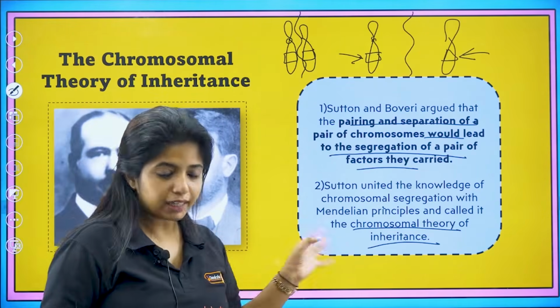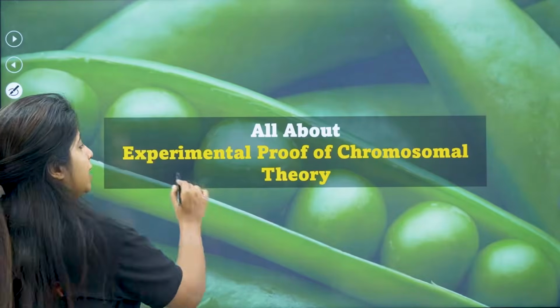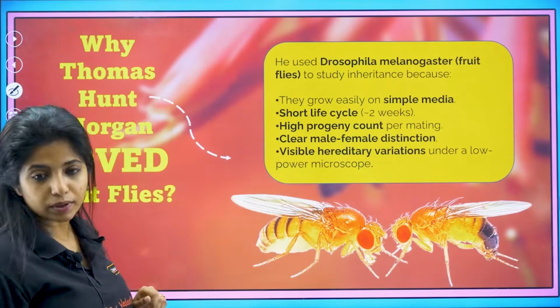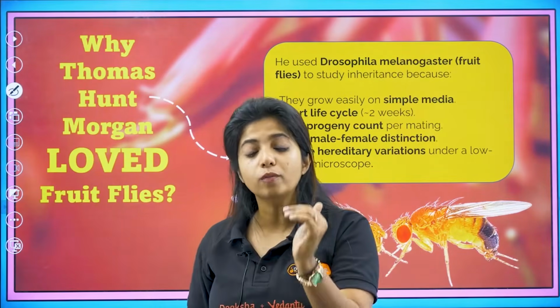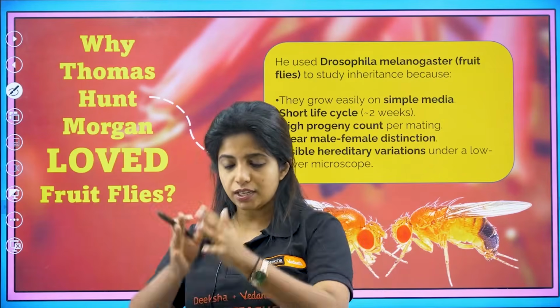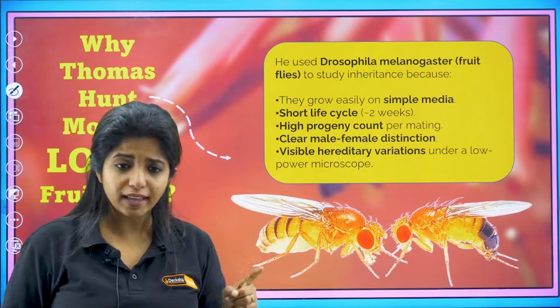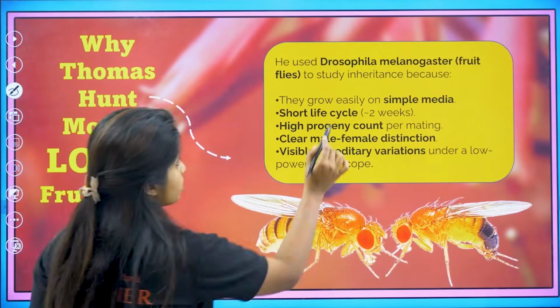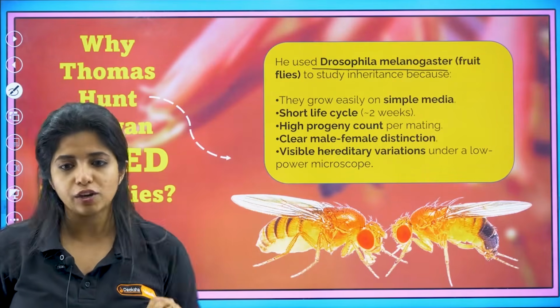Now obviously they said this, but someone has to prove all this. Who was that someone? It was Thomas Hunt Morgan, who did an experiment to prove the chromosomal theory of inheritance, that chromosomes segregate and the factors are also segregating. For that, he used a very important organism known as Drosophila melanogaster, or the fruit fly, my dear children.